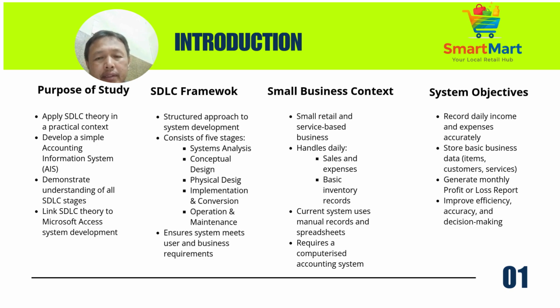The system is designed for small retail and service-based businesses that handle daily sales, expenses, and basic inventory records. Currently, the business relies on manual records and spreadsheets, which are inefficient and error-prone. The objective of the proposed accounting information system is to accurately record daily income and expenses, store basic business data, generate monthly profit or loss reports, and improve efficiency, accuracy, and decision making.